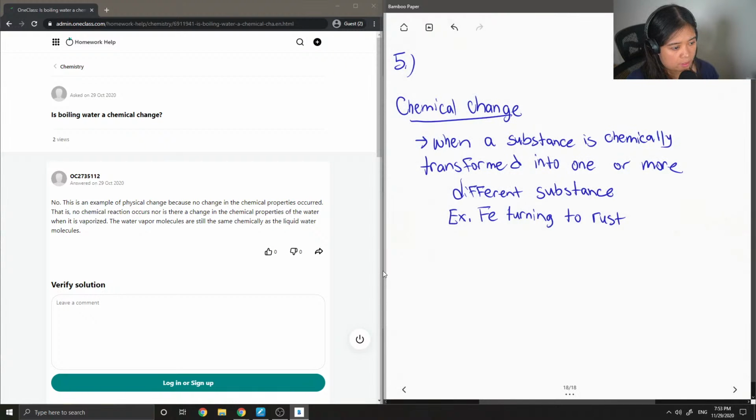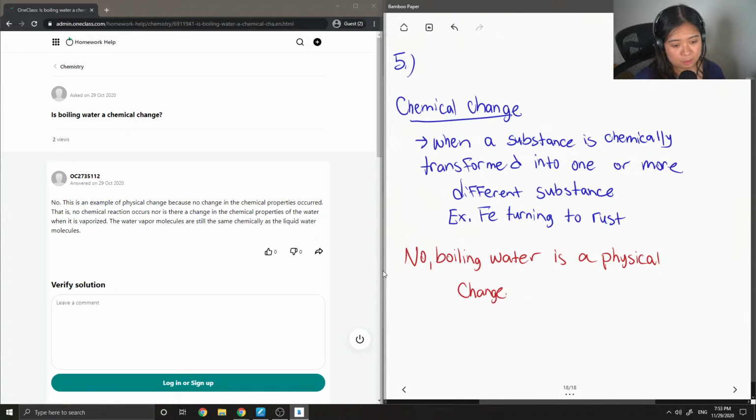So to answer this question, no. Boiling water is actually an example of a physical change. And we know this because the water, when it is exposed to high temperatures, turns from a liquid to a gas. But the gas that is produced is still H2O vapor. So it doesn't really change into a different substance. It's just a phase transformation, pretty much.